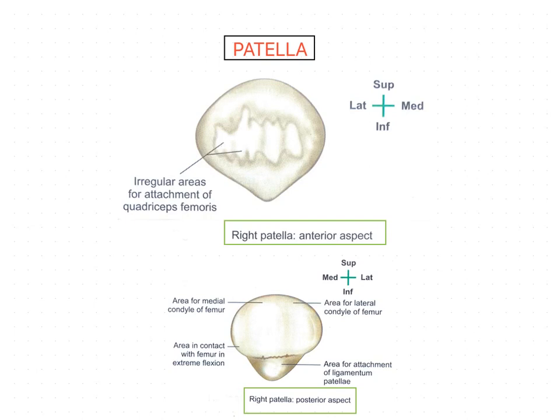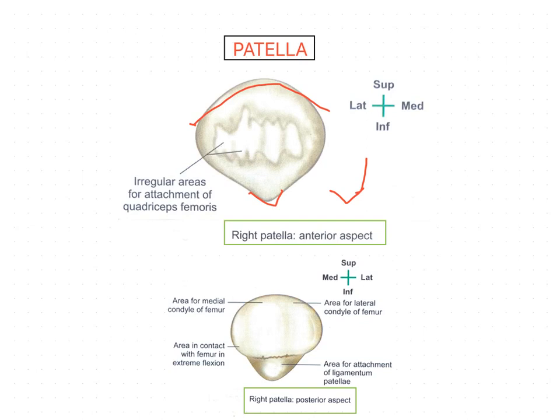It is situated in front of the lower end of the femur, about 1 centimeter above the knee joint. So that is the location of the patella. Now, for the determination of side: the patella is triangular in shape, so it has a base and the apex. The apex is directed downwards and is non-articular posteriorly.